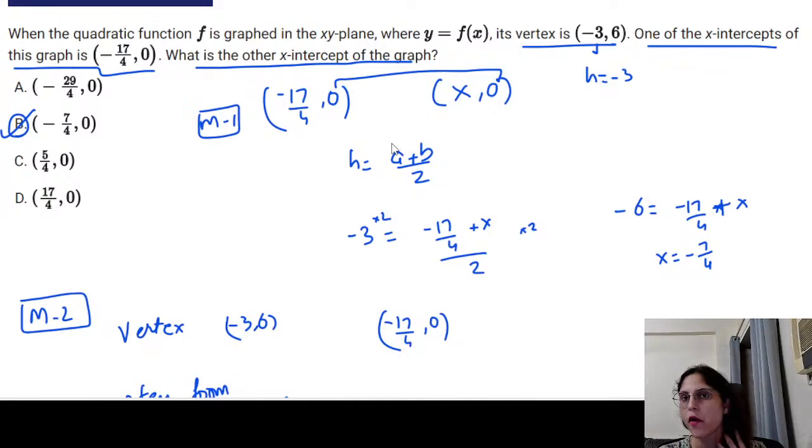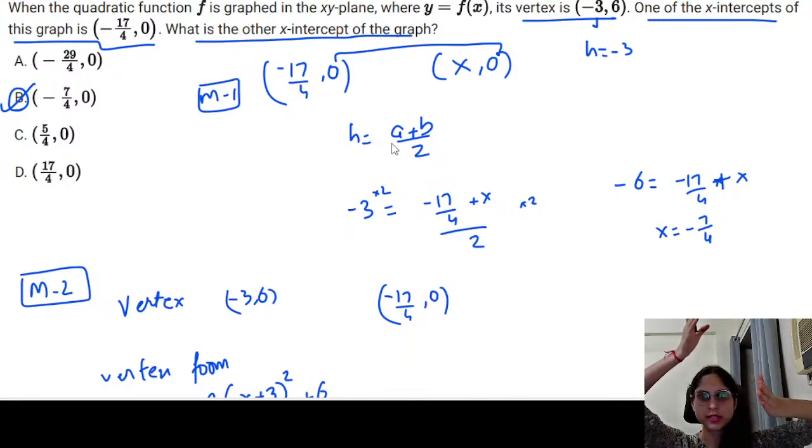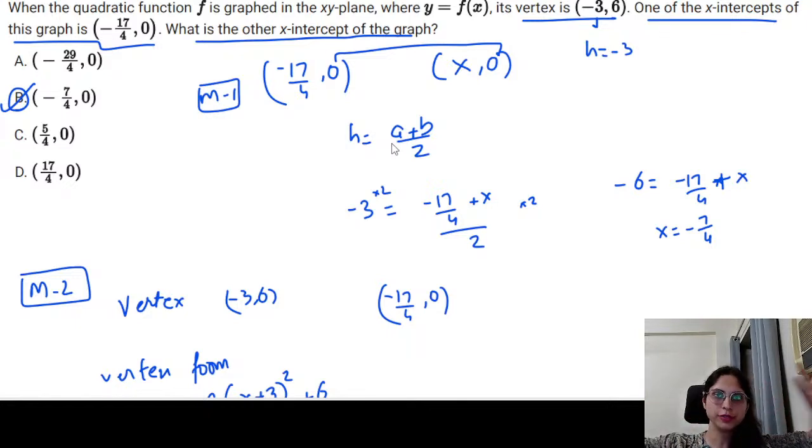Alright, through modeling, like getting the equation and then finding the x-intercepts from there, or you can utilize that your axis of symmetry, or the x value of the vertex, is going to be exactly in the middle of those two x-intercepts.